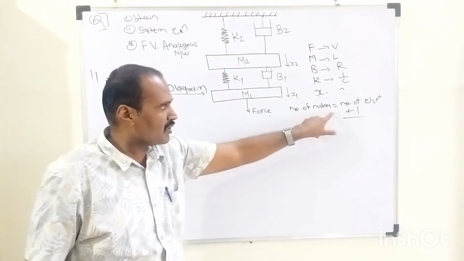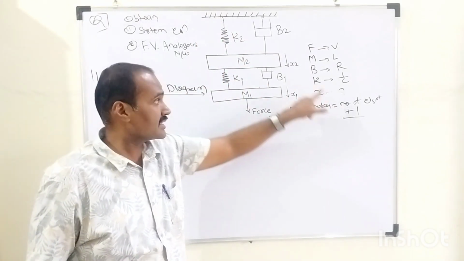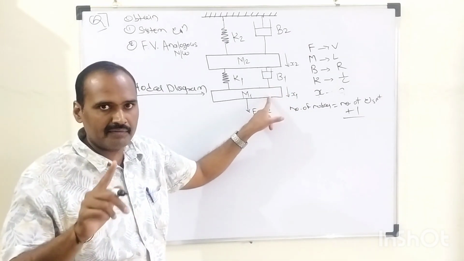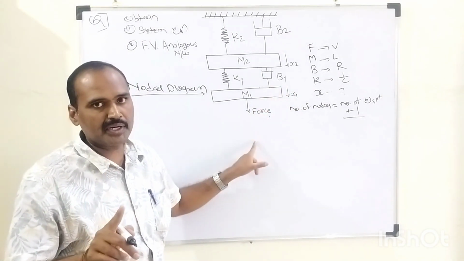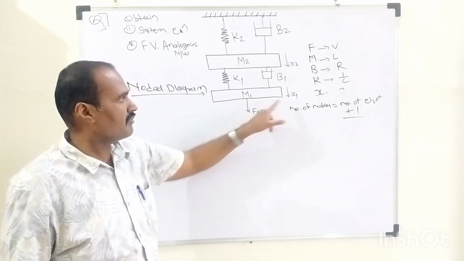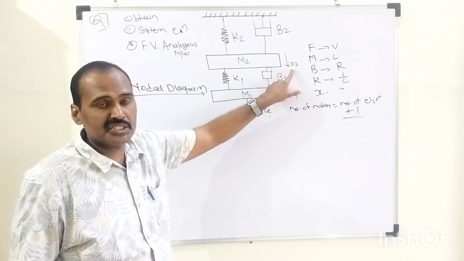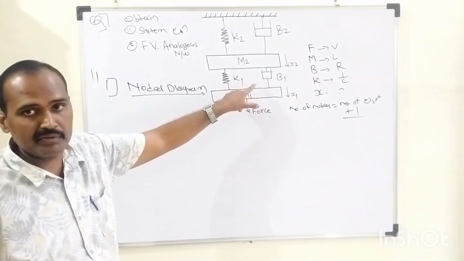This additive 1 is for our reference axis or the ground axis, right? So usually the number of nodes equals the number of displacements, and the number of displacements equals the number of masses. To each mass we have a certain displacement with respect to the force, right? So m1 is associated with x1, and m2 is associated with x2. What about K1 and B1?